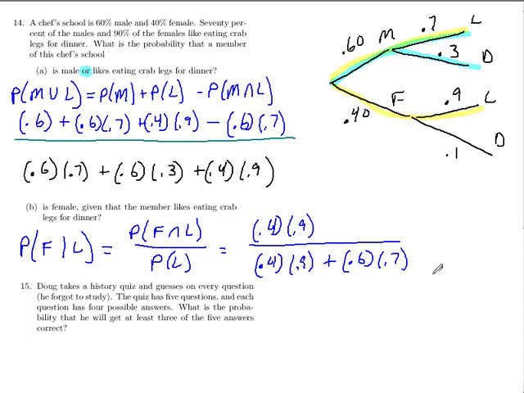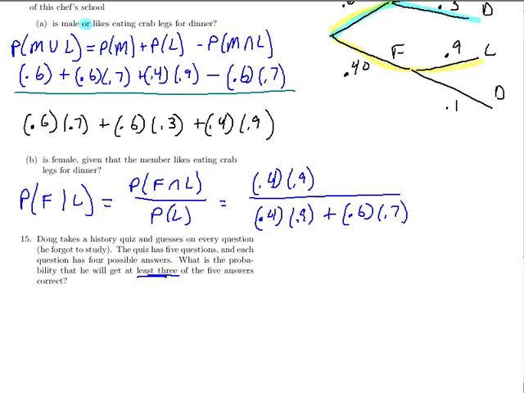Question 15. Doug takes a history quiz and guesses on every question. Forgot to study. The quiz has 5 questions and each question has 4 possible answers. What's the probability he will get at least 3 of the 5 answers correct? So we're at least 3. That means 3, 4, or 5 correct.